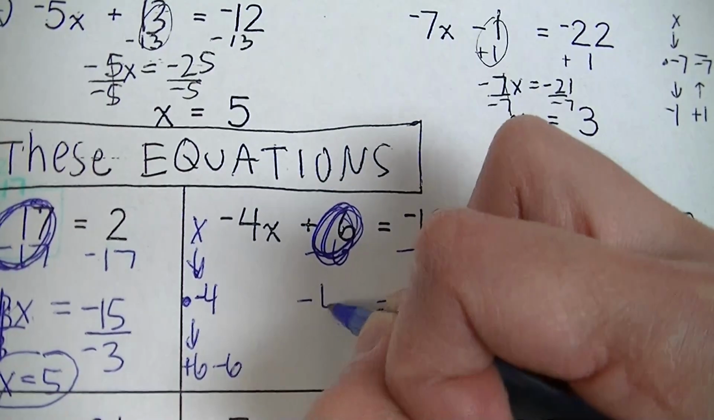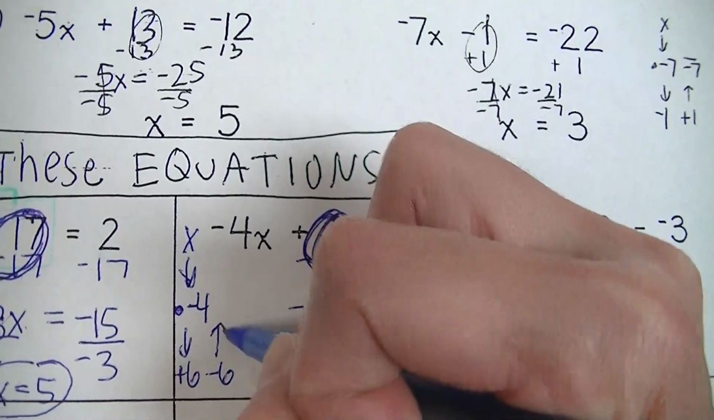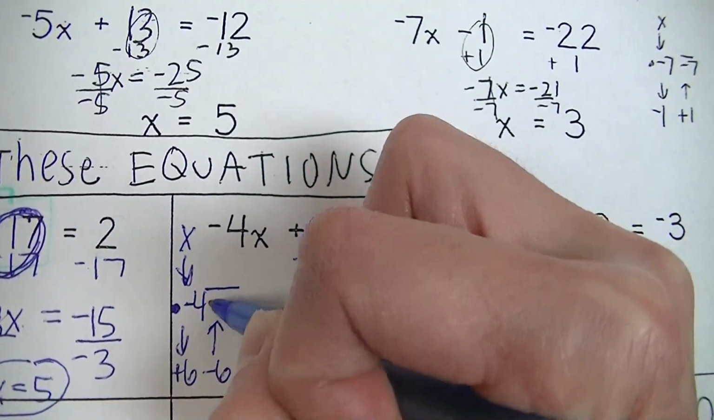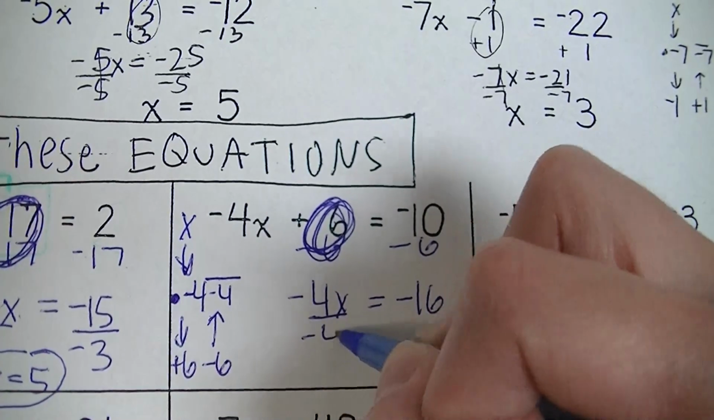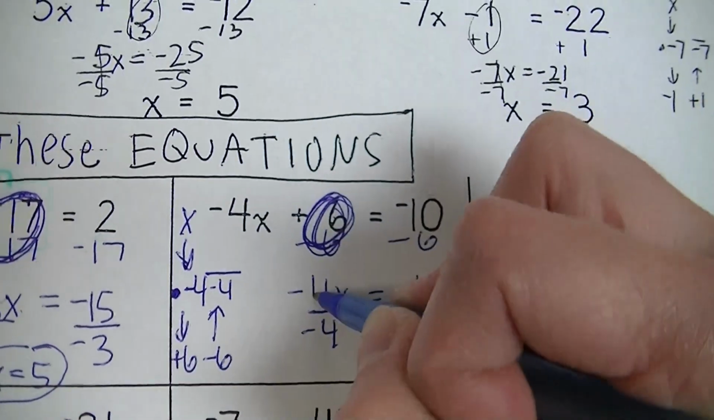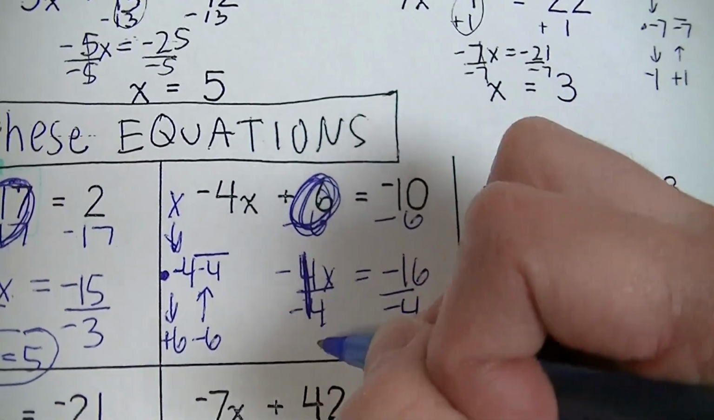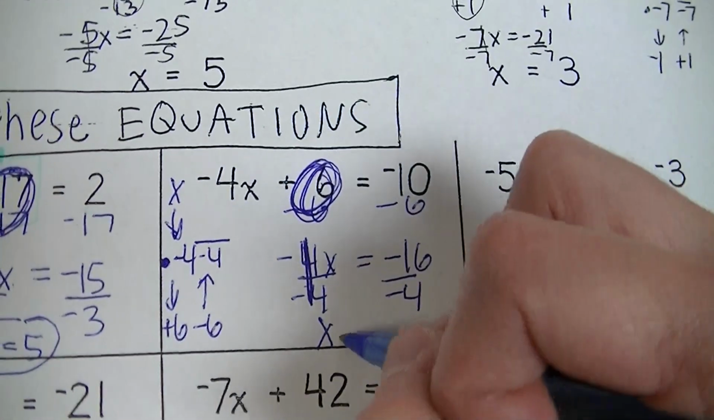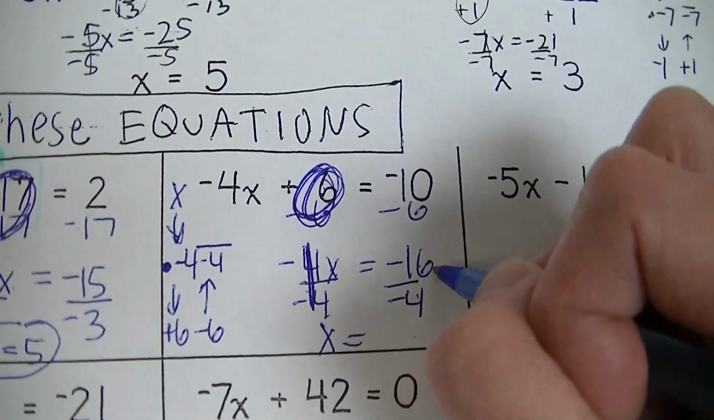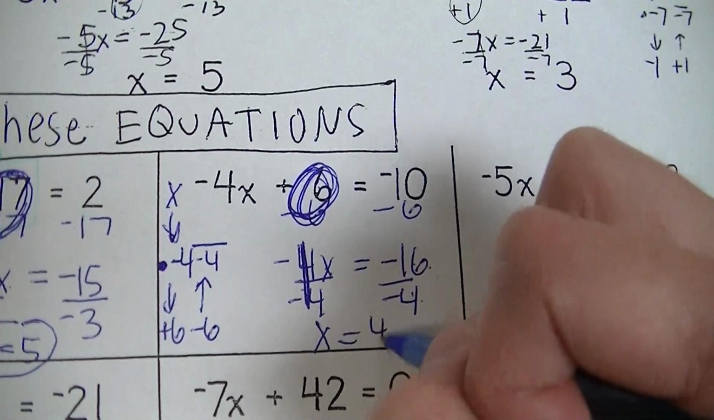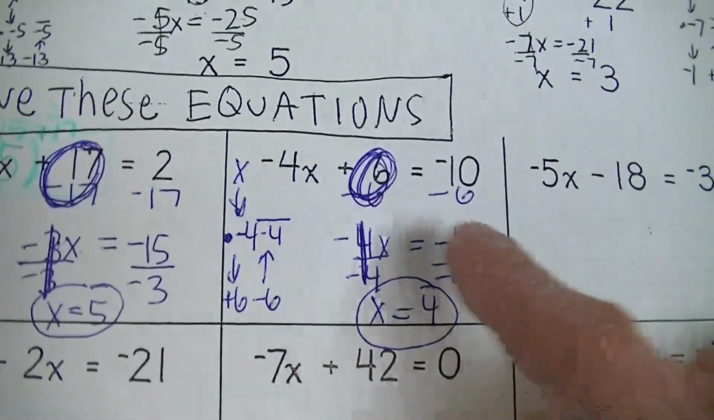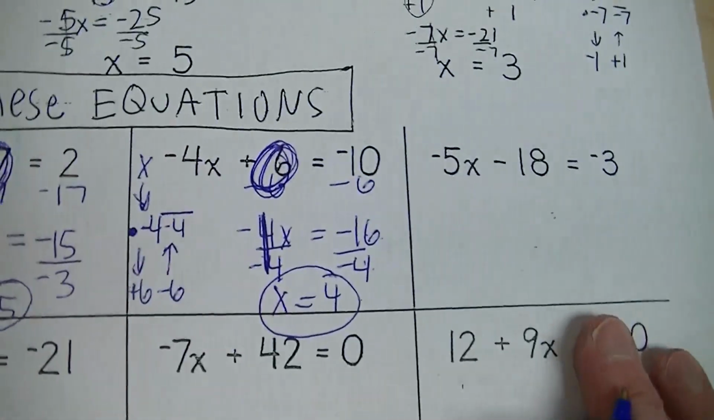Bring down your -4x. Okay, the inverse operation of multiply is to divide, so we're going to divide by -4 on both sides of that equal sign. -4 divided by -4 is 1. 1 times x is 1x, and there's only 1x right there. A negative divided by negative is positive, so -16 divided by -4 is +4. If you would substitute it, it would totally equal -10.